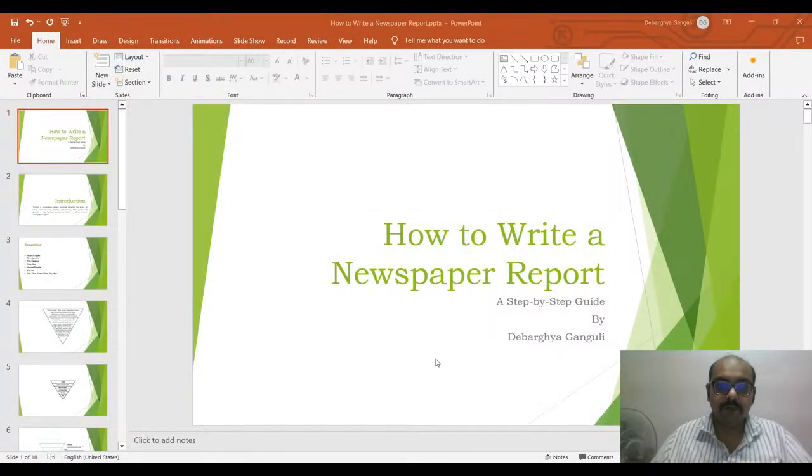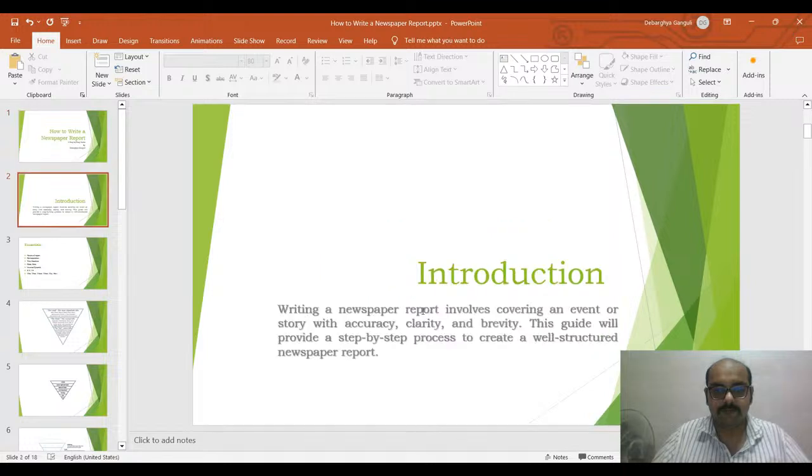So today we will be dealing with how to write a newspaper report, and this will be a very thorough step-by-step guide where we'll be dealing with the structure of a newspaper report, how to address a newspaper report, how to go about it, certain examples, and so on and so forth. Although I have not given many examples or very in-depth examples because newspaper is something which is very readily available. All right. So let us begin.